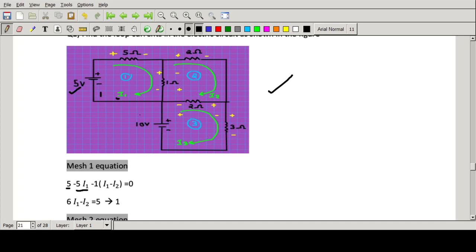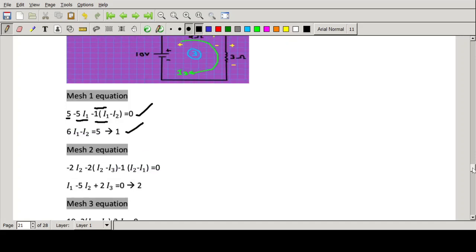Then when you reach this 1 ohm, there are two voltage drops that you have to consider. That due to I1 is plus to minus, that is why minus 1 into I1, where 1 is the resistance. The other one is minus 1 into I1 plus 1 into I2. That equation can be written like this, so you will get this expression. Then we will move on to mesh 2.